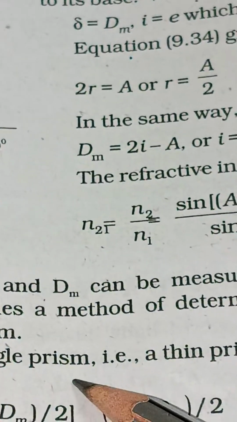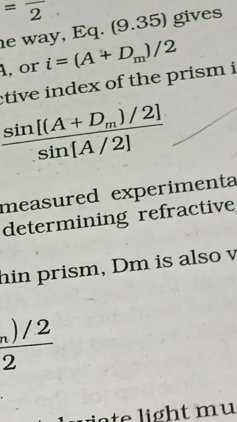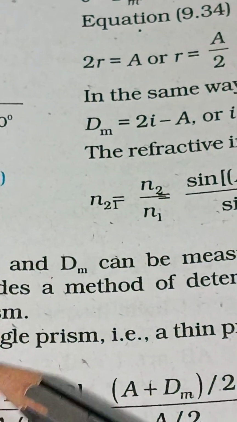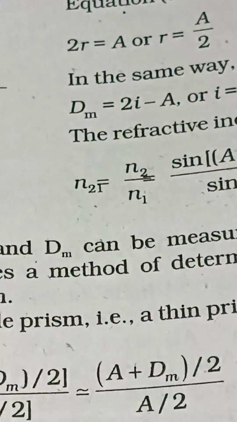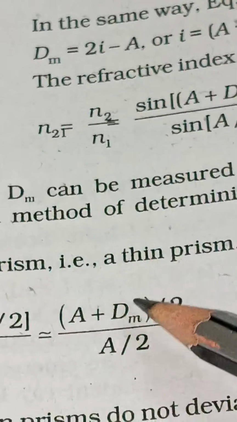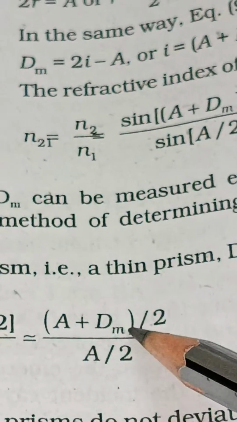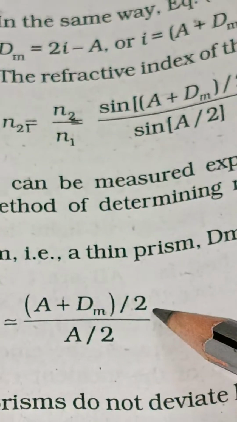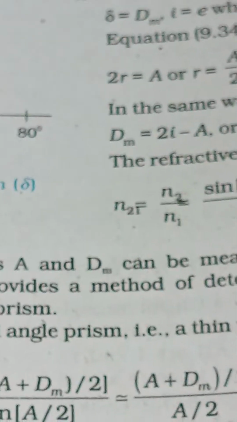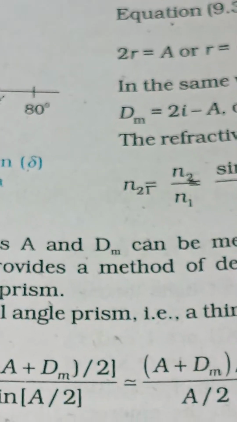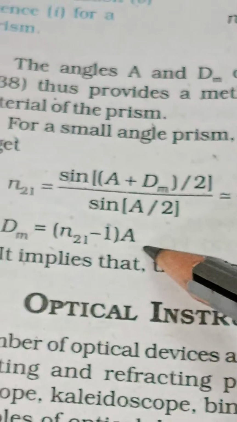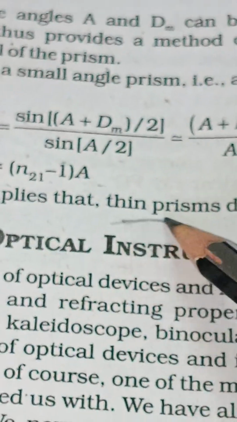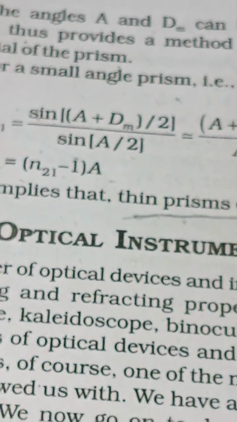For a small angle prism, a thin prism, dm is also very small, and we get n21 equal to sine of (A plus dm) upon 2 upon sine of A upon 2. Sine will cancel, so it becomes (A plus dm) upon 2 upon A upon 2. Again 2 and 2 cancel, and it will come dm is equal to (n21 minus 1) into A. Okay, this is also a formula. It implies that a thin prism does not deviate light much.